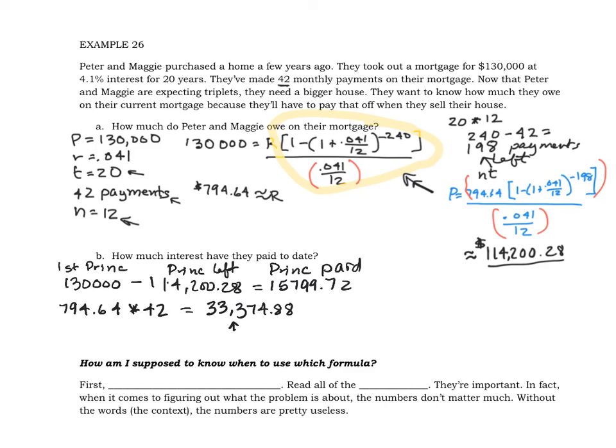So remember, this amount is principal and interest that they've paid so far. So we need to subtract how much they've paid. Okay, so this is principal that they paid so far. So the difference is going to be how much they paid in interest. So far they paid $17,575.17.